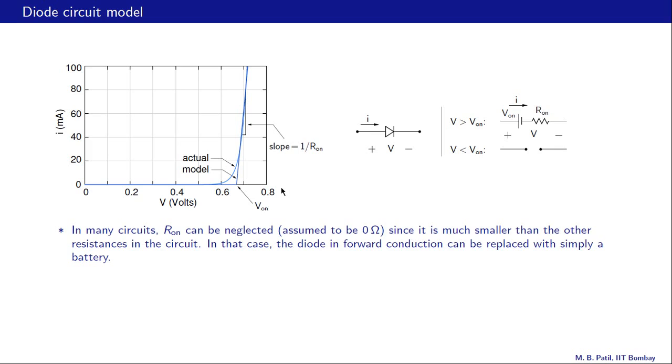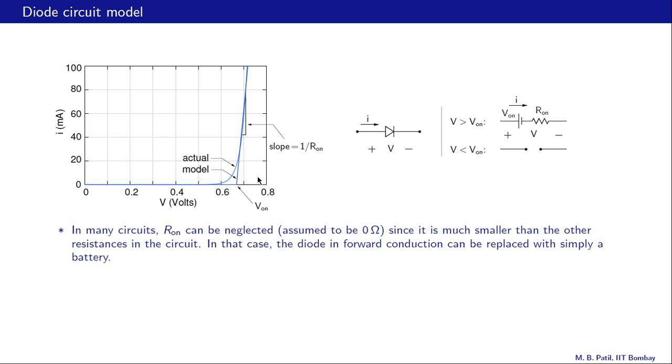Let us now look at an improved diode model. Here is our actual I versus V curve, and we can represent that curve with this simplified model. The current is 0 up to this point, which we call V on, and after that it rises with the applied voltage, and that behavior is represented by a straight line with a slope equal to 1 over R on. This R on is called the on resistance of the diode.